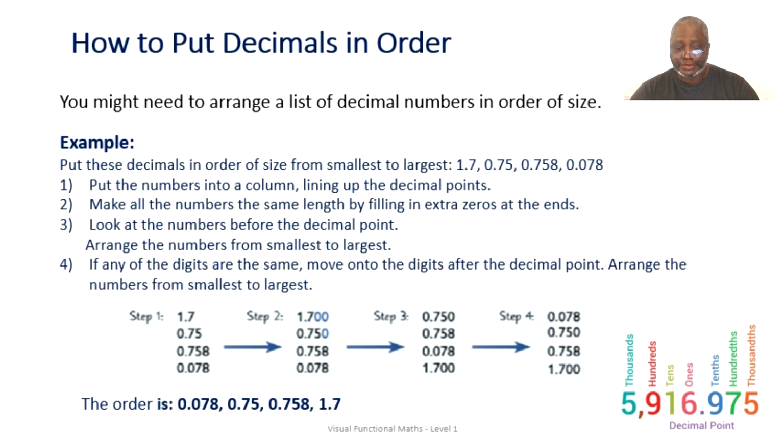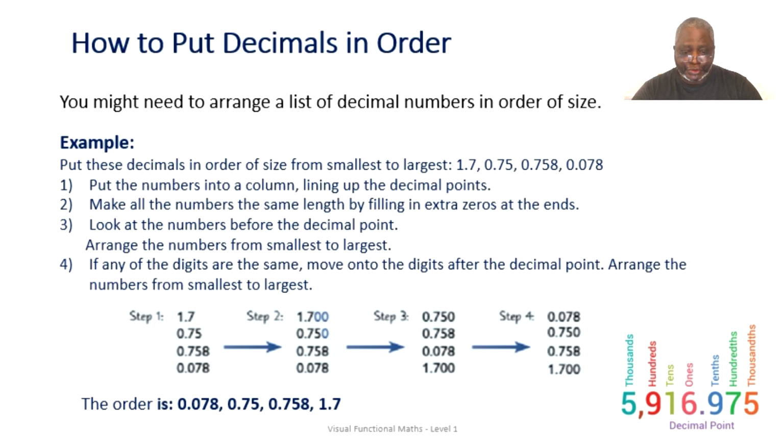0.078 is 78 over 1,000. 0.750 is 750 over 1,000. 0.758 is 758 over 1,000. And then 1.700, because the 1 is a whole number, so it's bigger than the rest of them. So you begin to see the difference now in the values of these decimal points.